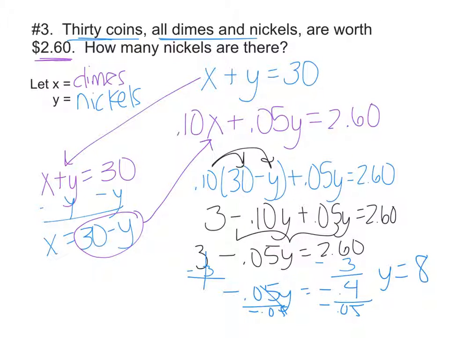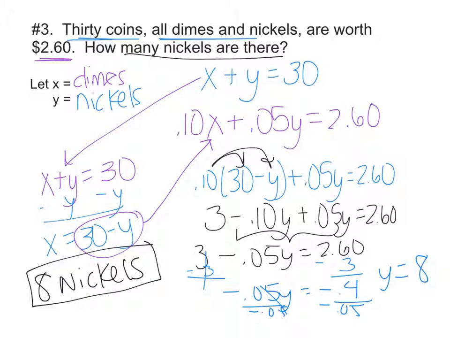Now we can actually stop there because the question says how many nickels are there. So we can say that there are 8 nickels. If you wanted to continue to solve and go back to solve for x, we could plug 8 back into this top equation. So we could say x plus 8 equals 30, and then we could solve for x to get x equals 22. So there's going to be 22 dimes and 8 nickels. But again, we're only looking for the nickel answer. So there are 8 nickels.